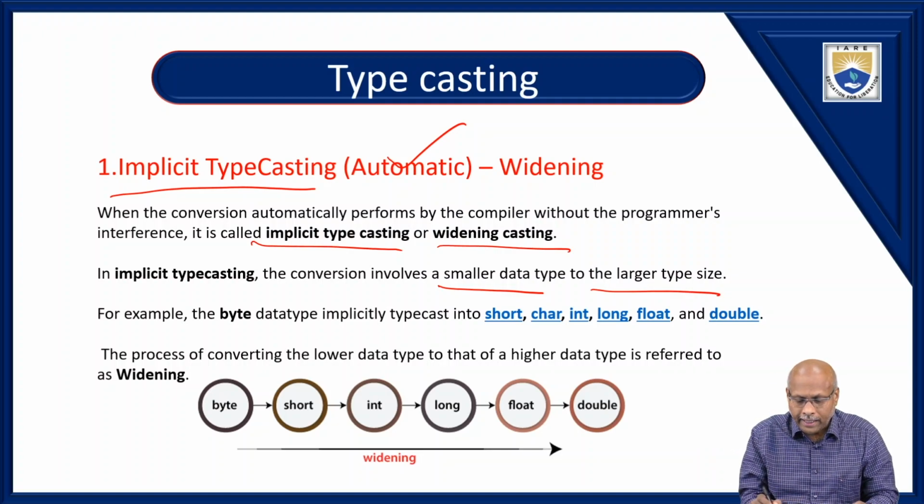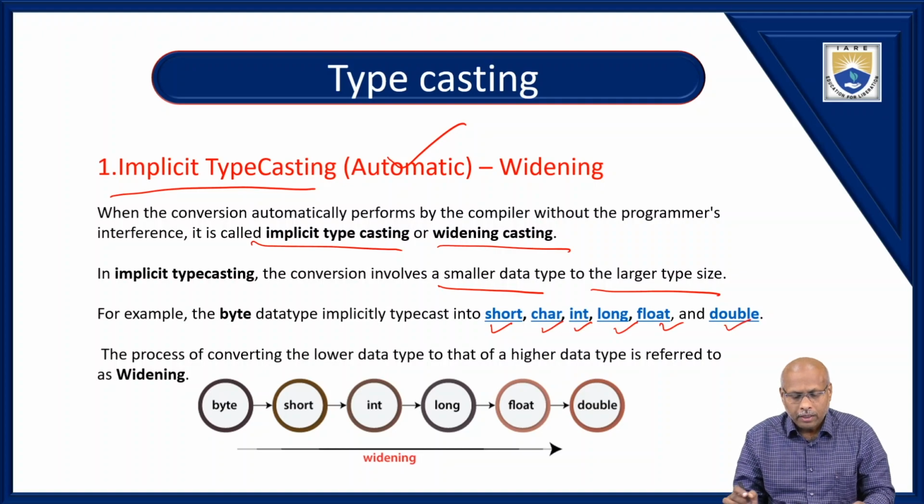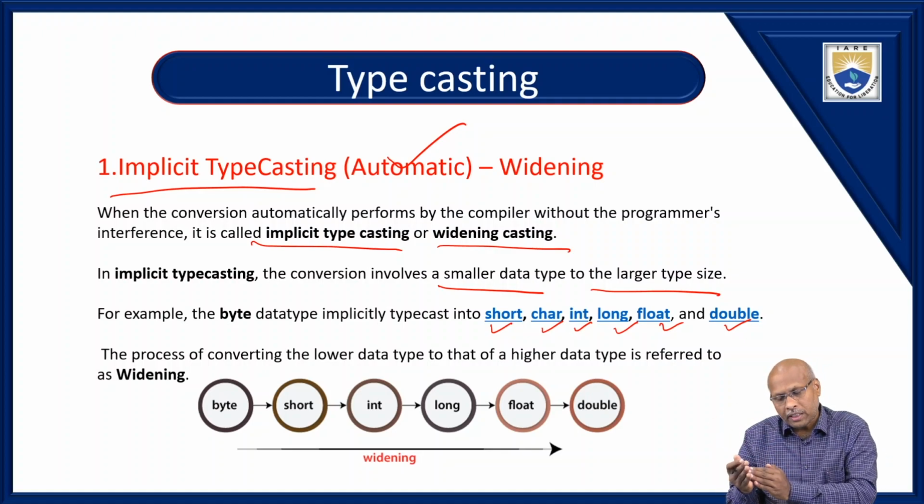For example, byte data type, implicitly you can convert into short, char, int, long, float or double. Actually byte is a shorter one, a very small one, which you can convert to a higher type. Similarly, short you can convert to character, integer, float, double. Similarly, integer you can convert into long, float, double. So from lower to higher you can do automatically.